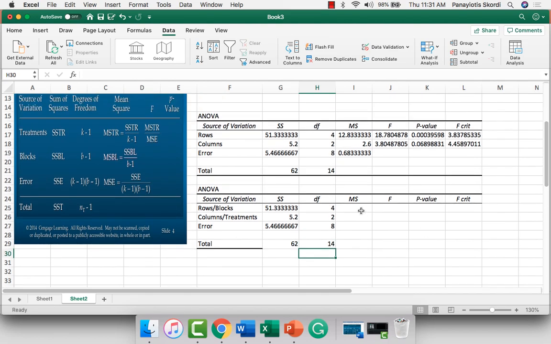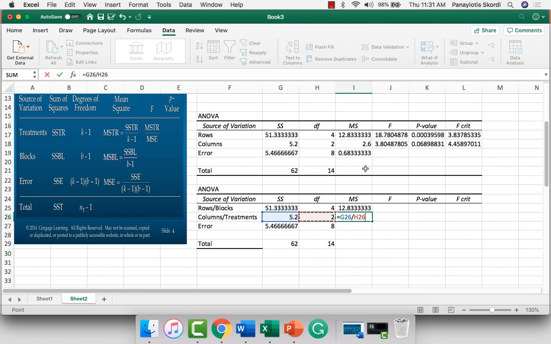How do I find the mean square? The mean square is always going to be the sum of the squares divided by the degrees of freedom. It was replicating the number. So again, it's the sum of the squares divided by the degrees of freedom, replicating the 2.6. And again, the sum of the squares divided by the degrees of freedom. So I'll replicate those numbers.